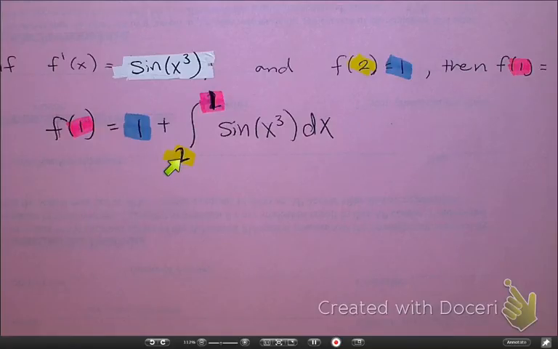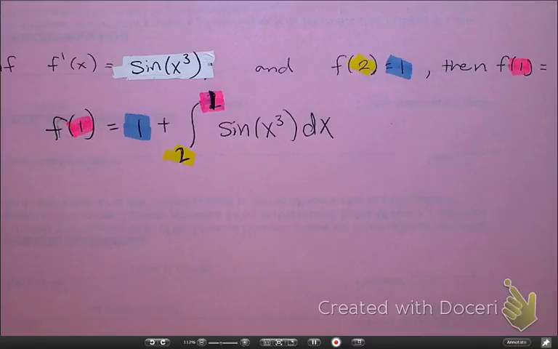All right. So the integral from 2 to 1 says I'm starting at 2. My initial condition starts at 2. I'm being asked information about what is happening at 1, at x equals 1. And so that's why I'm integrating from where I start to where I want to know information about. Does that make sense? And then it's of the function sine of x cubed dx.